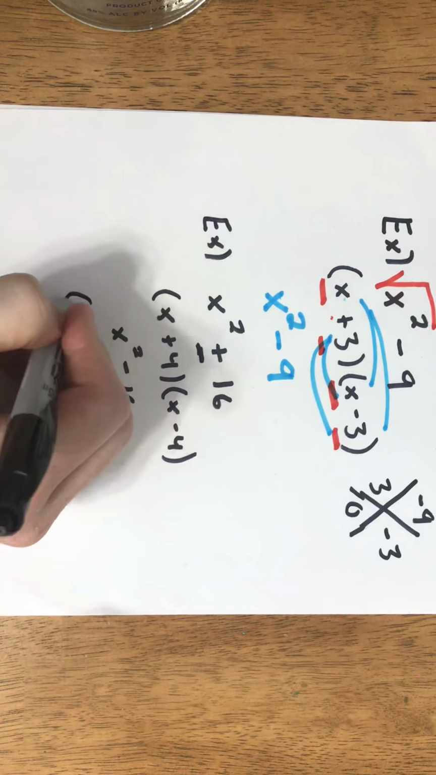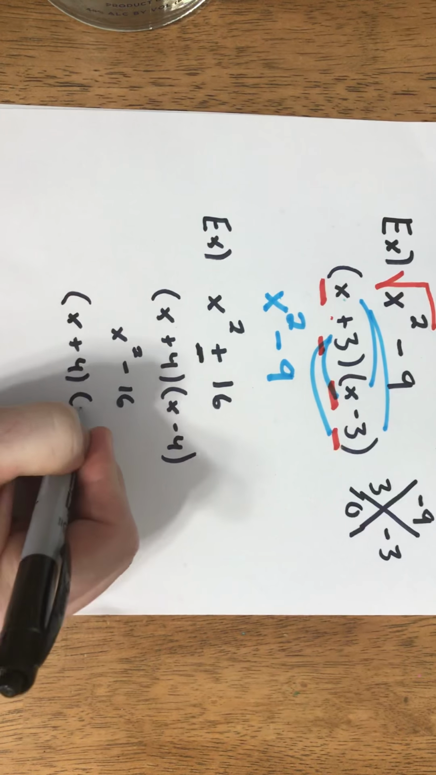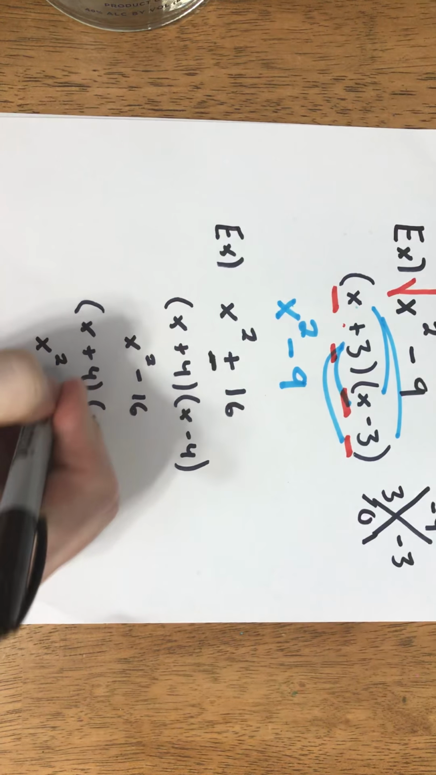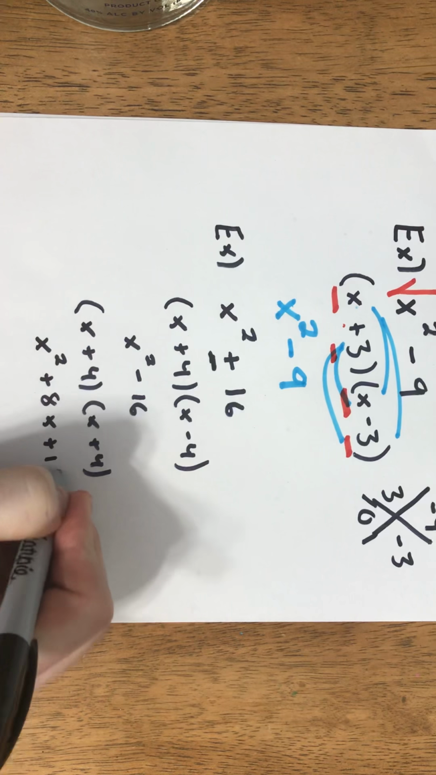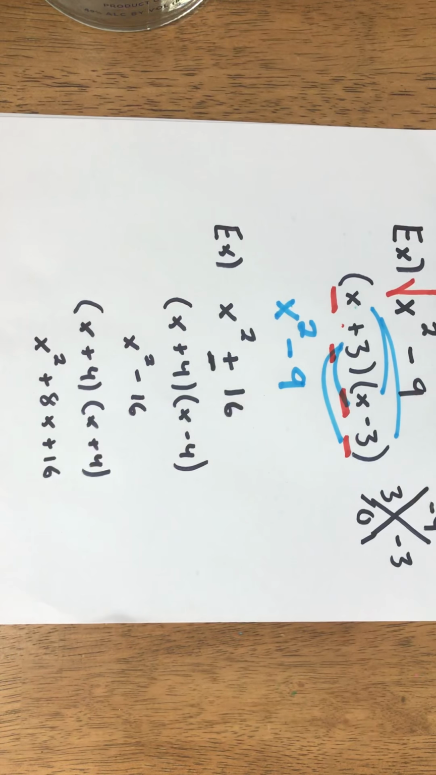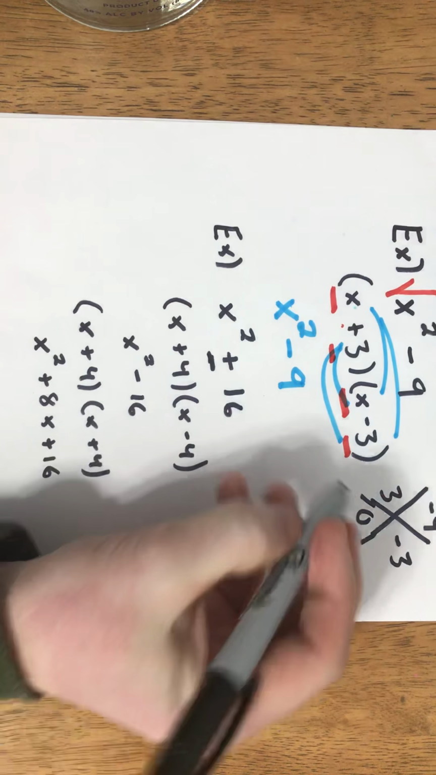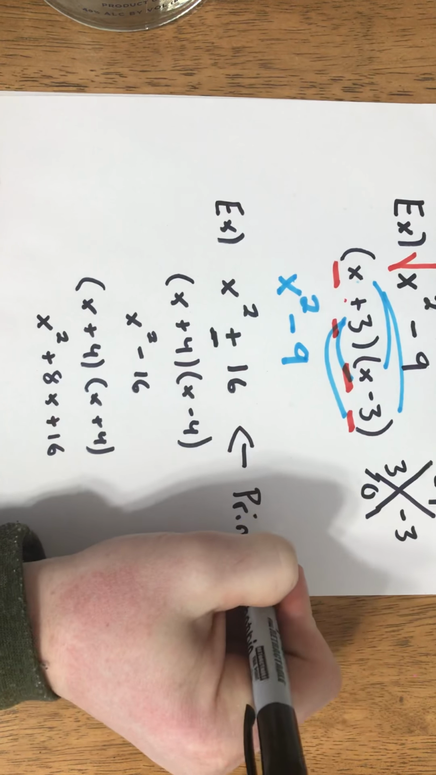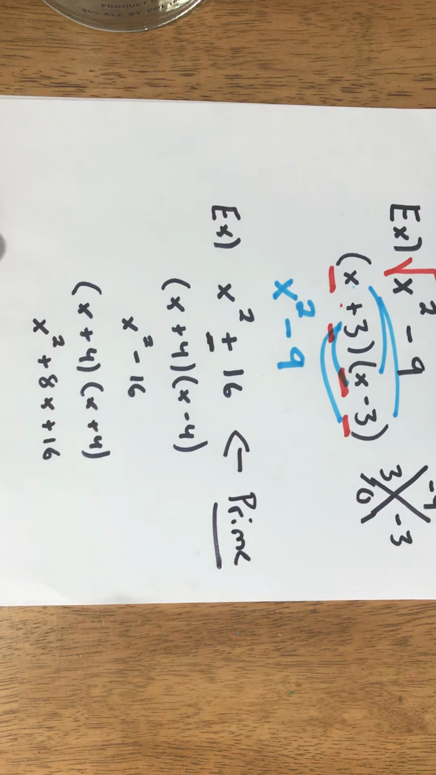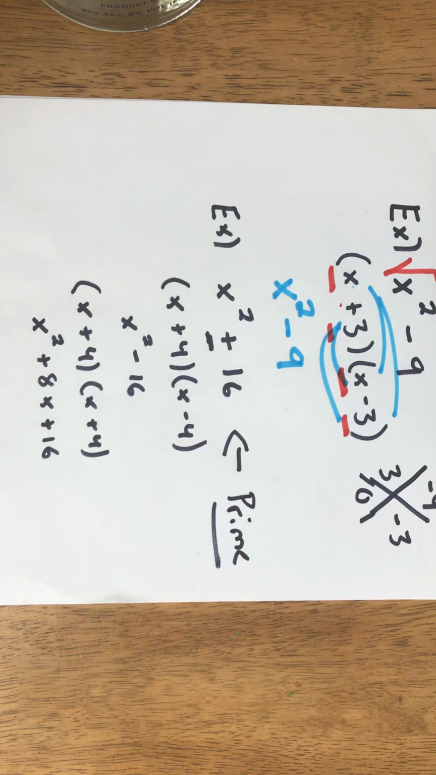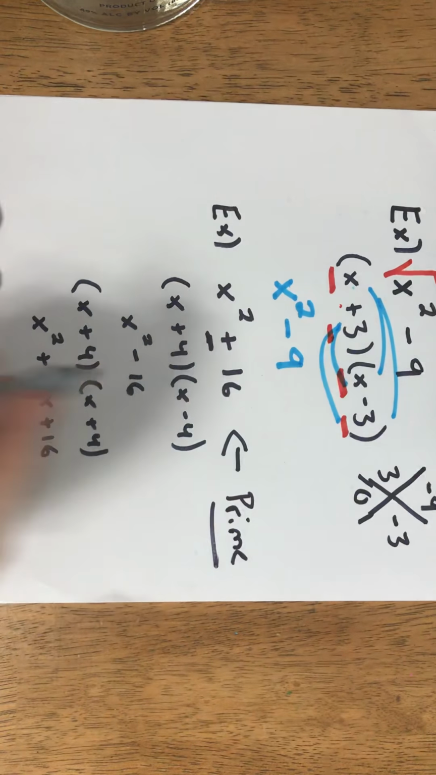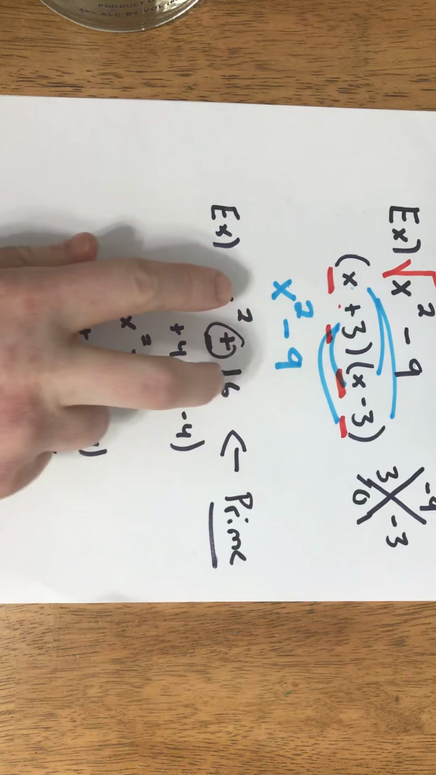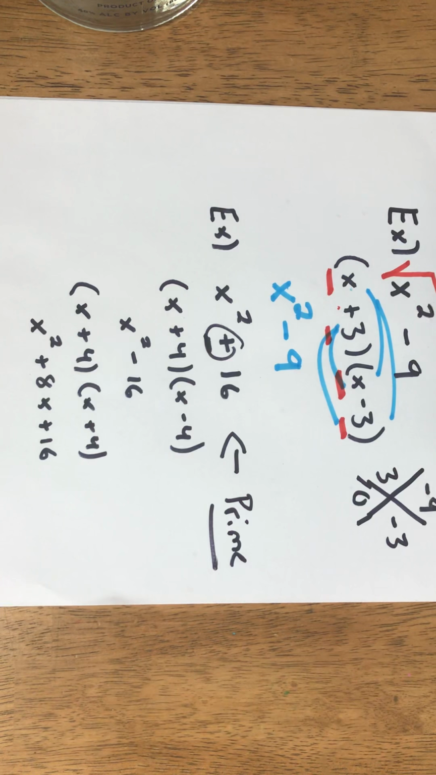And if we tried something like x plus 4 times x plus 4, that also would not work. That would bring us back to x squared plus 8x plus 16. So no matter what way we try it, this isn't going to work. So this right here is an example of a prime, one that we cannot find the difference of perfect squares in. So if you see something with a plus sign, that's automatically going to be prime if we're talking about just two terms like we are here.